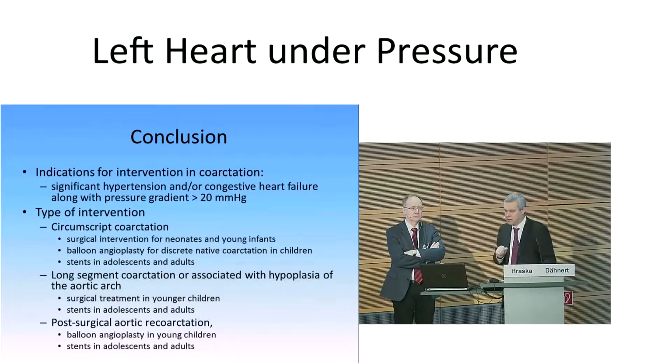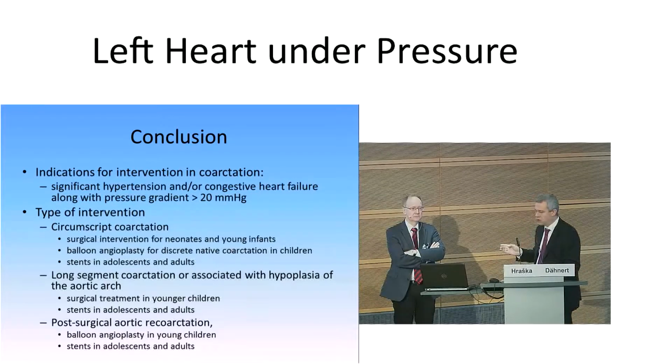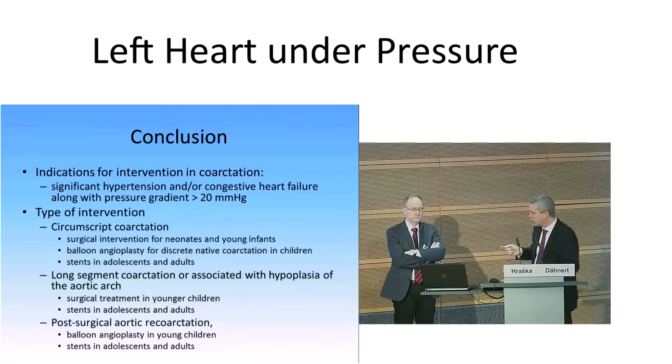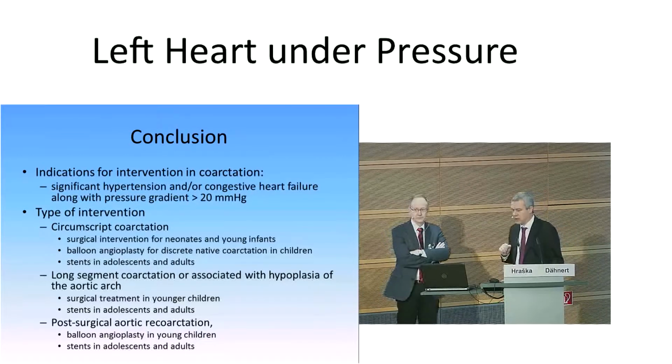be my choice. In long segment coarctation or coarctation associated with hypoplasia of the arch, I think we should do surgery in younger children, and I think we should put in stents in the large children where we can reach adult size of the stent either immediately or with one redilation.